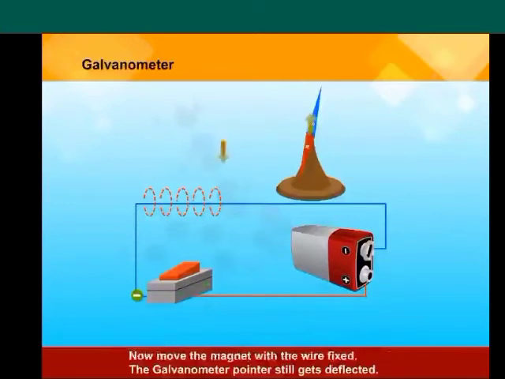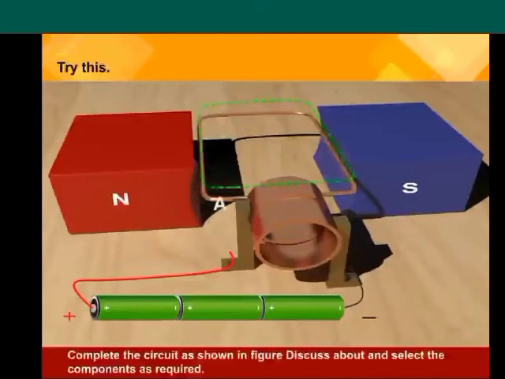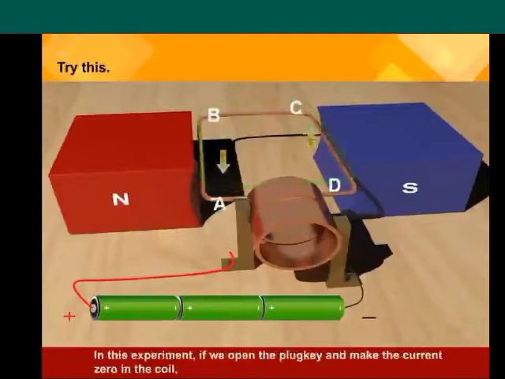Now move the magnet with the wire fixed. The galvanometer pointer still gets deflected. Try this. Complete the circuit as shown in the figure. Discuss and select the components as required.